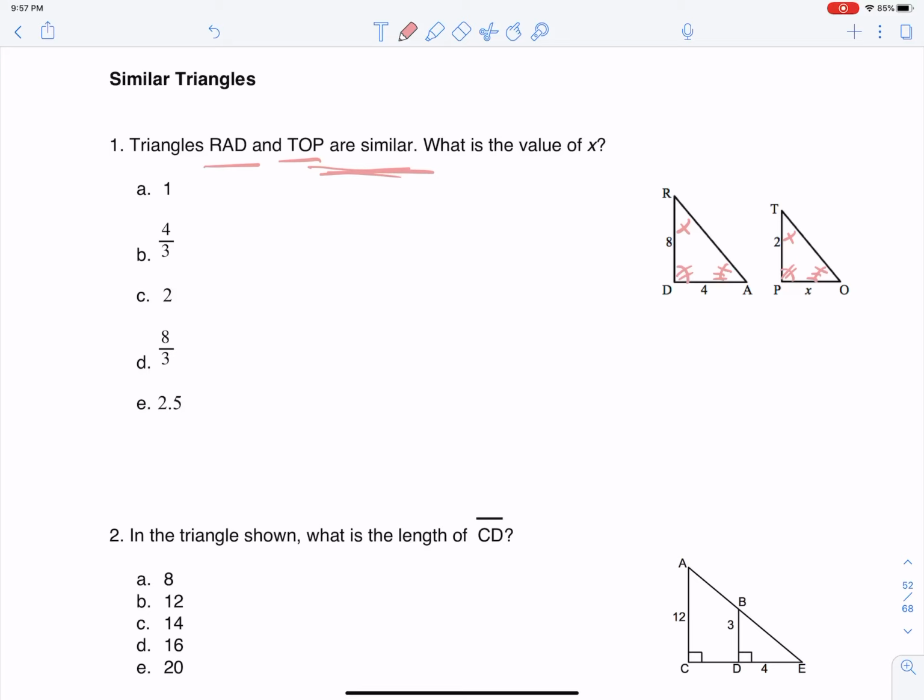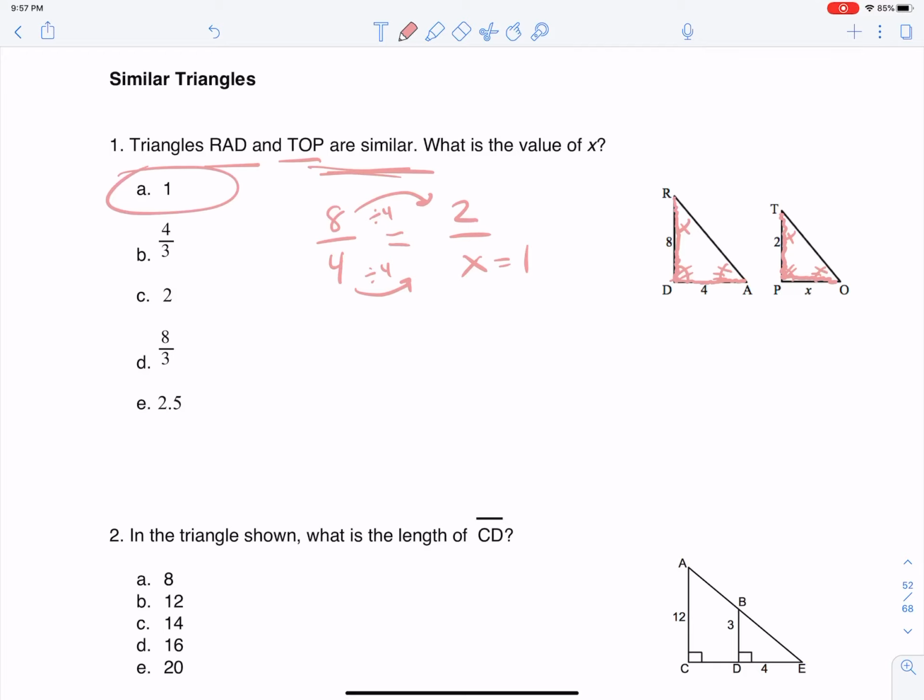So what we can do is set up a ratio. We can say side RD over DA, in this case that would be 8/4, is going to be equivalent to side TP over PO, which in this case would be 2/x. And then you can cross multiply, but much more simple than that is, how do you get from 8 to 2? Well, you divide by 4, and then obviously you do the same thing to the bottom. You divide by 4, and you get that x equals 1.